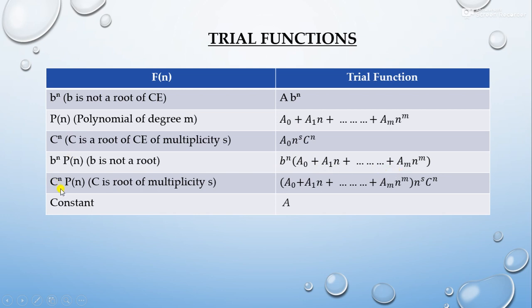Now the next one is, if our Fn is like c raised to the power n times pn, where c is a root of multiplicity s. So what is our trial function here?